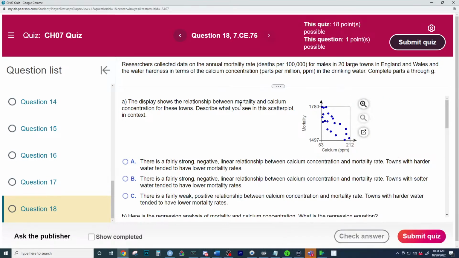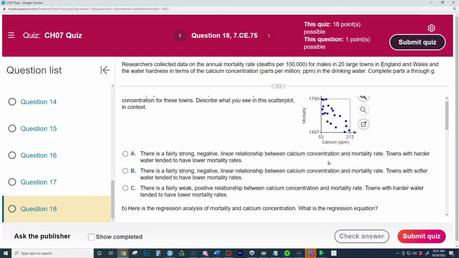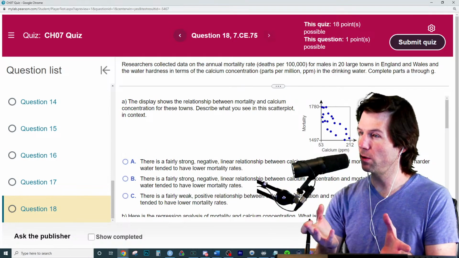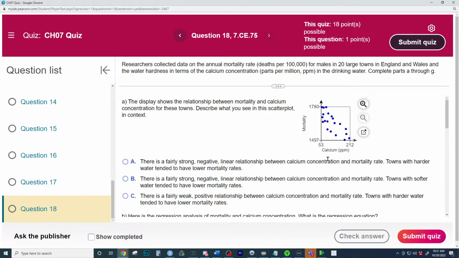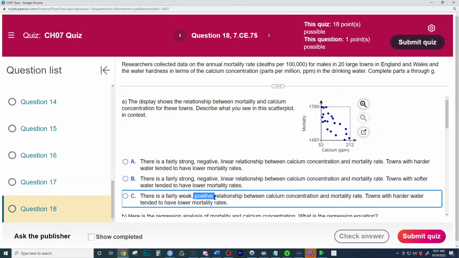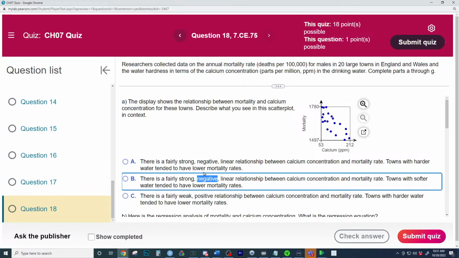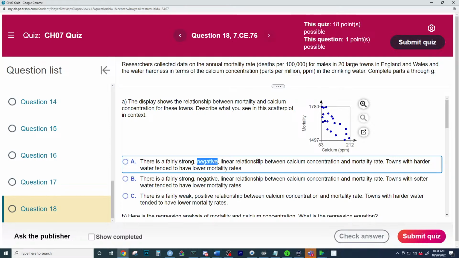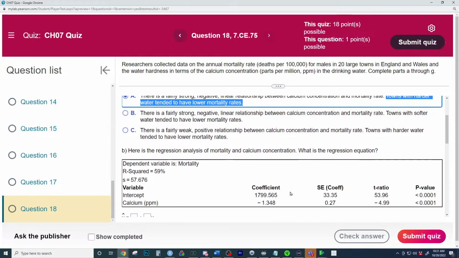So what would we say about this? Well, it's fairly strong, I would say. Strong is the tightness. Weak is going to be more like a circle. Then the positive is wrong because it's negative, so it has to be one of these two. So towns with harder water, which means higher up here, tend to have lower mortality rates. That's the right answer, because harder water is more calcium.